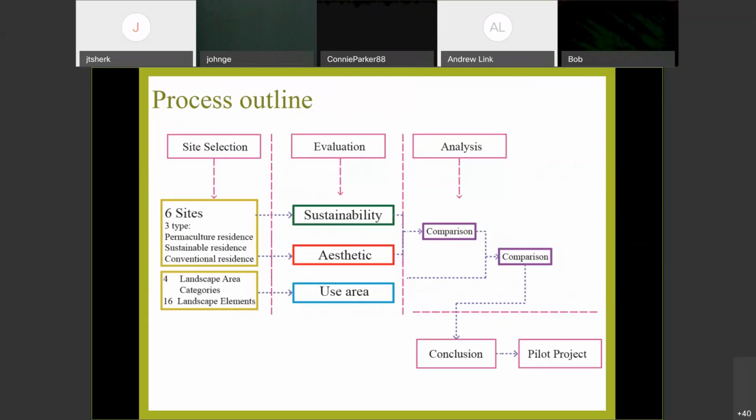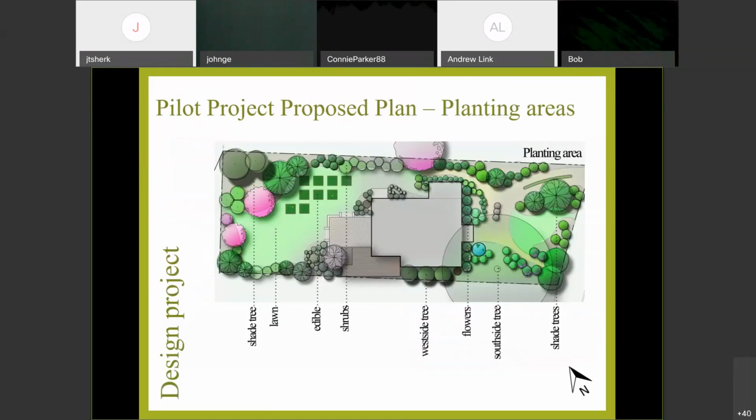And we rated them for credits in the topics of water, planting, and gathering and circulation. So we gave them ratings for each one of these areas. And we looked at 16 different landscape elements. We evaluated them and made comparisons, which I'm not going to share because we don't have enough time, but I do want to share the pilot project.